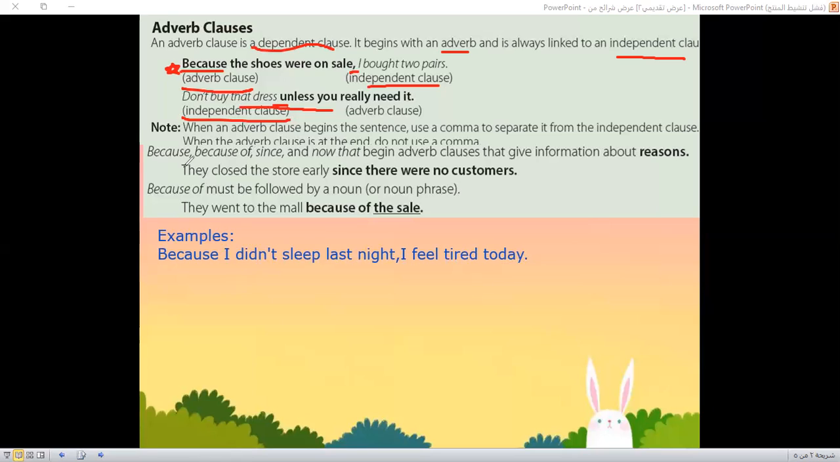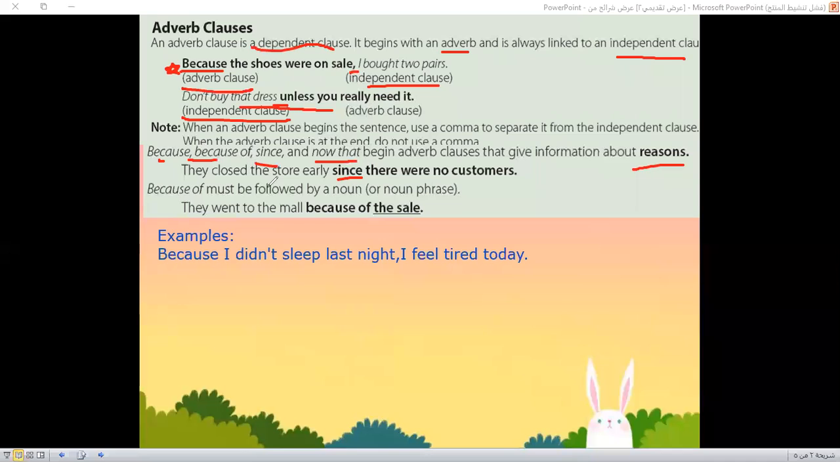If I said, why did they close the store early? Why? Because there were no customers. Yes, because there were no customers. That's why they closed the store early. You see, when I use since, because of, and now that, it means that I'm going to give you a reason why this thing happened.